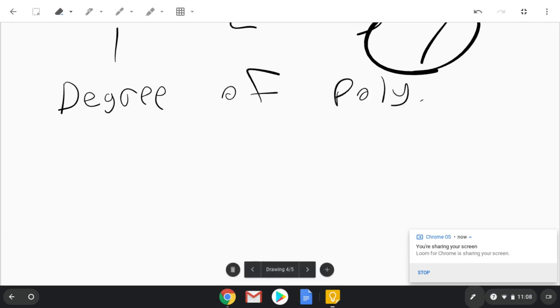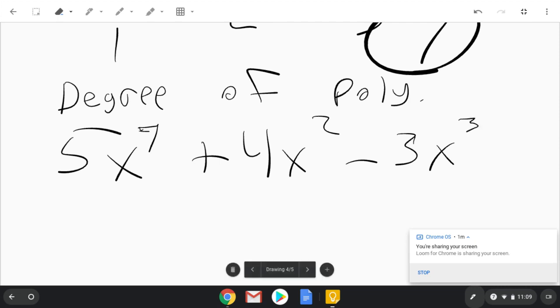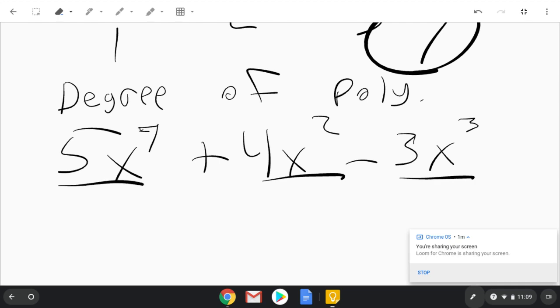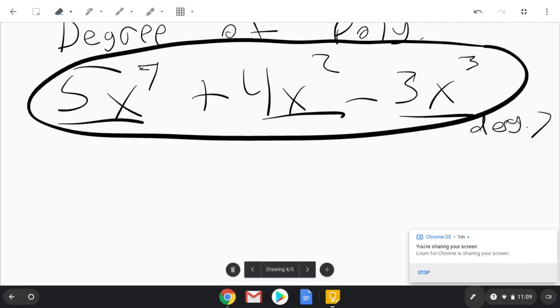Okay, so let's make a polynomial up here. Let's go with 5x to the 7th plus 4x squared minus 3x to the 3rd. The degree of the polynomial is the highest degree, or the highest exponent, that you see listed in the polynomial. This one has a degree 2, degree 3, degree 7. So we would say that the whole polynomial is of degree 7, because that's the highest exponent.